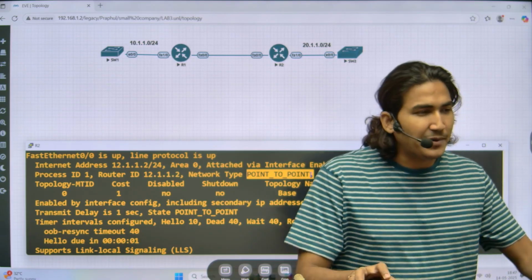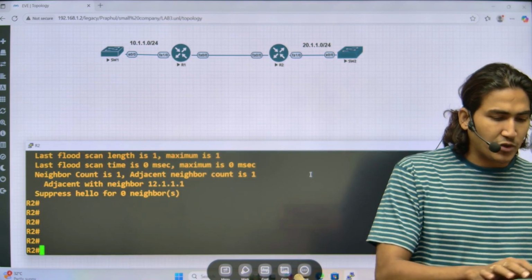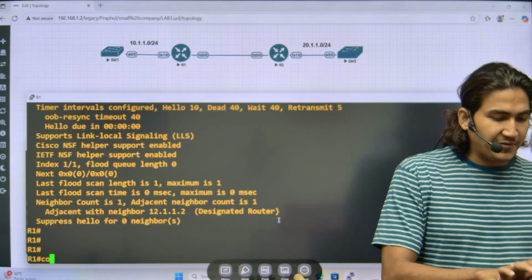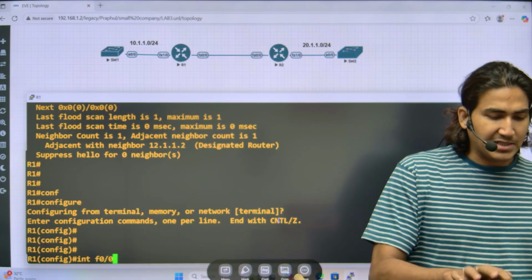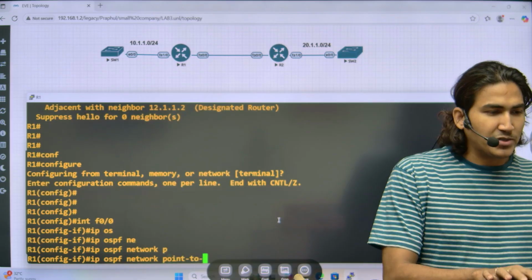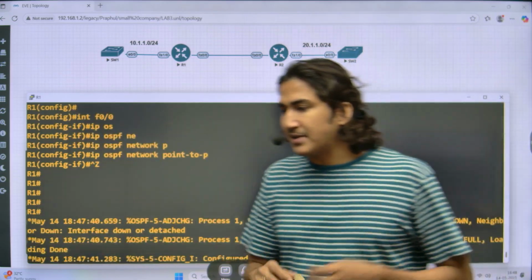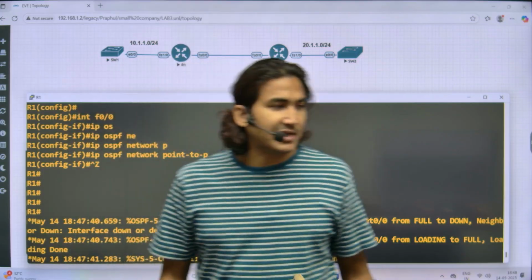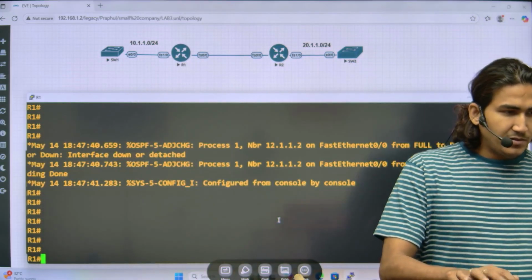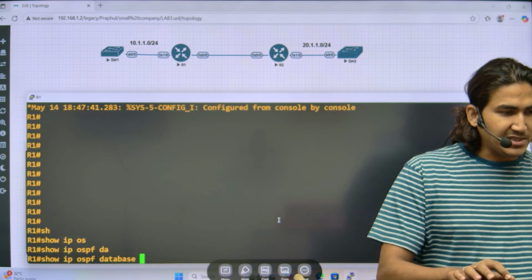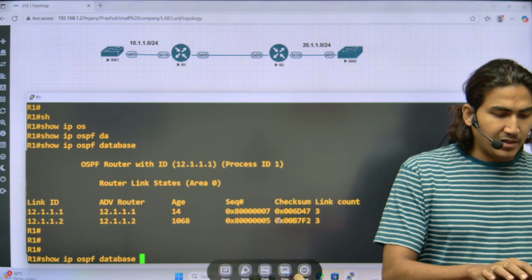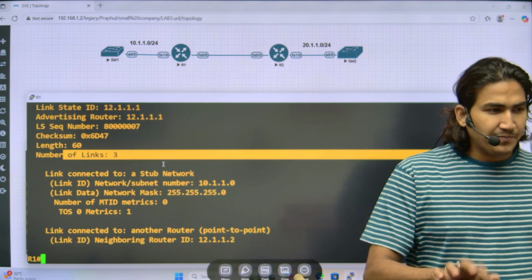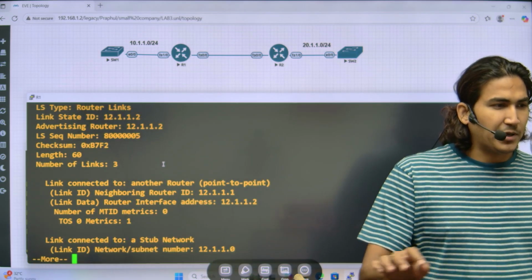So to fix it, I will simply change the OSPF network type on router number 2 or maybe on router number 1. Let me take you to router 1: config t, interface F0/0, ip ospf network point-to-point. As you set the network type to point to point here, show IP OSPF database again, the database is the same, and router 12.1.1.1. Now here you can see the number of links is 3, and on 12.2 the number of links is 3.